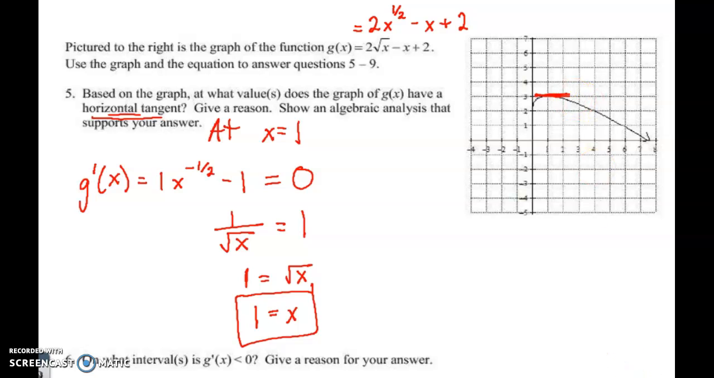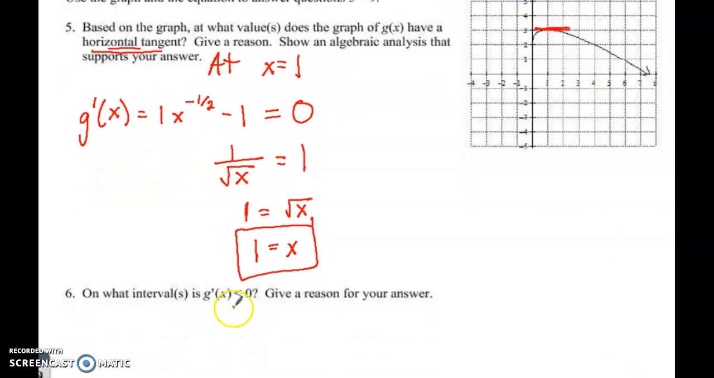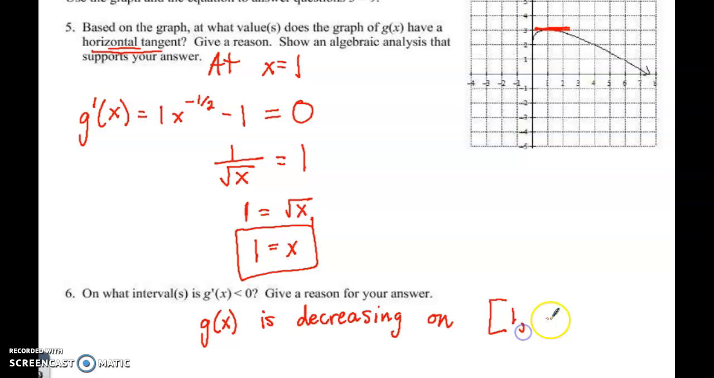Anyway, so what about where g prime of x is less than 0? Well, what does that mean? If we have a negative value, that means that g of x needs to be decreasing. Well, let's look at the graph. Where are we decreasing? On the interval, and again, I'm going to use a bracket. You might have another math teacher that uses a parenthesis instead. But it's going down and to the right from positive 1 to infinity.